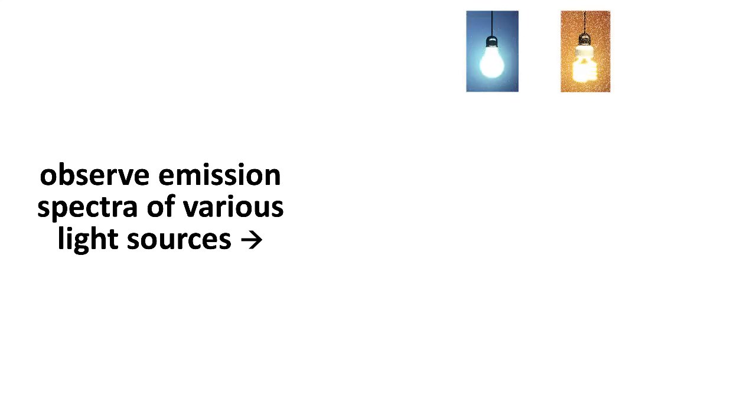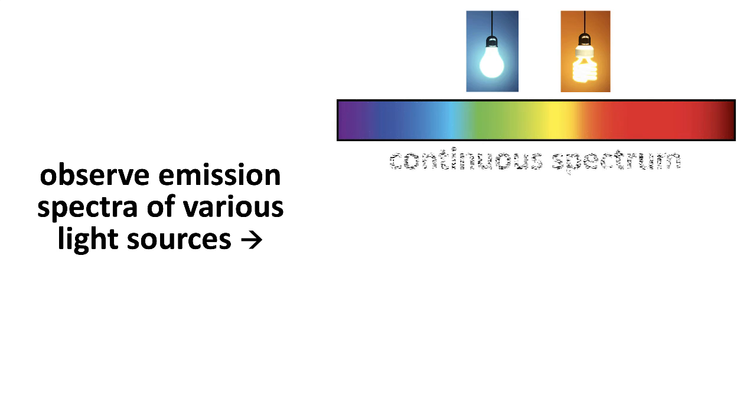You're probably aware that when light shines through a prism, the prism splits the light into its spectrum. And if we observe the emission spectra of various light sources, like for example a fluorescent light or an incandescent light, what we end up seeing in those cases is what's known as a continuous spectrum. We get all the colors of the rainbow, and they blur from one into the next.